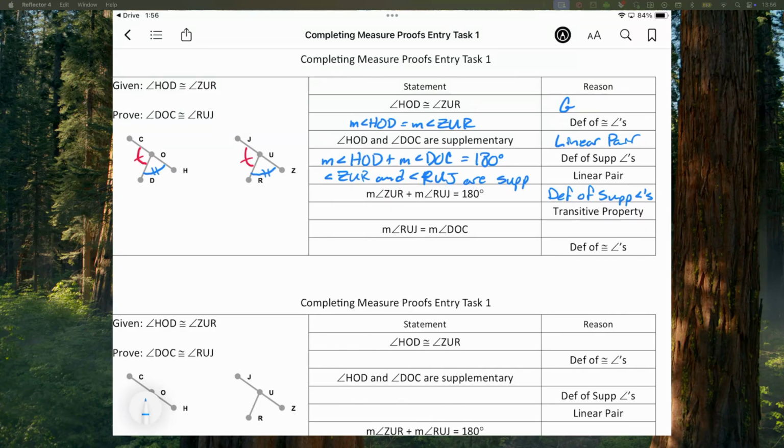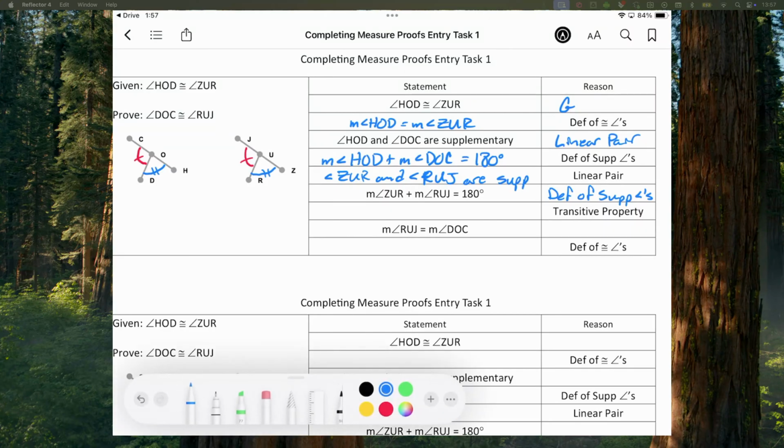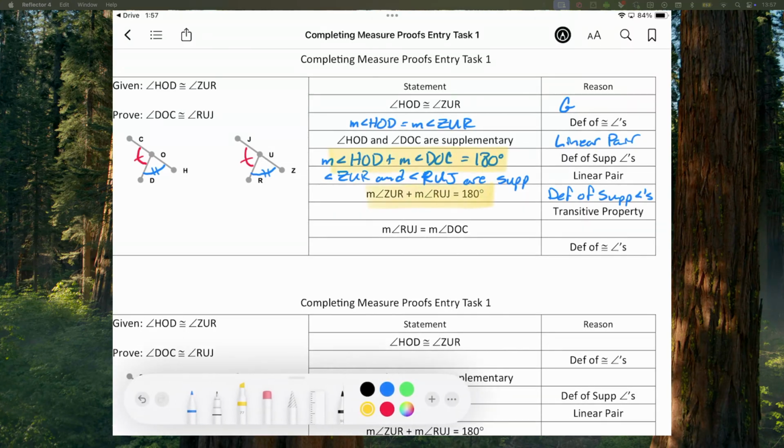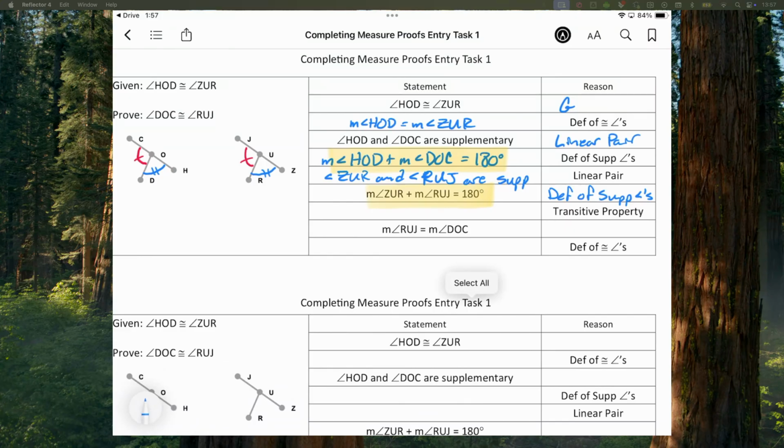So now that we see that these two are both equal to 180, they must be equal to each other. So measure of angle HOD plus the measure of angle DOC is equal to the measure of angle ZUR plus the measure of angle RUJ. And that's the transitive property.